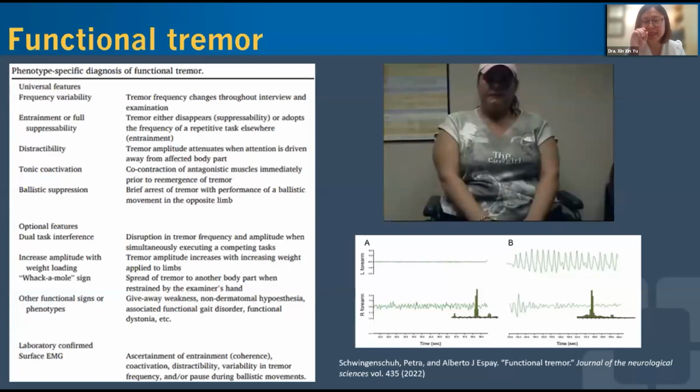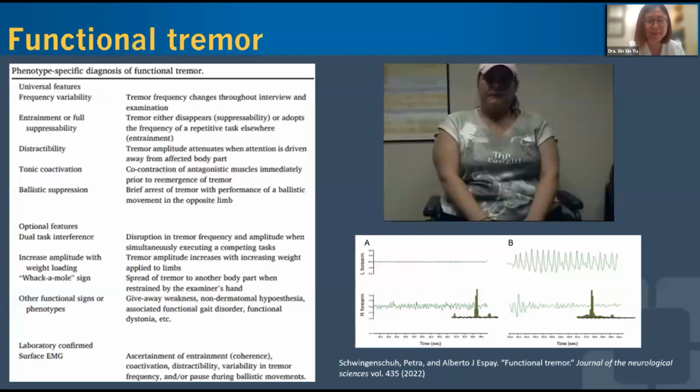Another core feature is the co-activation or co-contraction sign. This is seen when the antagonistic muscle activates when the tremor pauses and right before it reemerges. And this can also be demonstrated using electrophysiology testing. When you see a brief pause or reduction of the tremor amplitude when you have the contralateral hand do a sudden ballistic movement, this can also be a diagnostic clue for functional tremor.